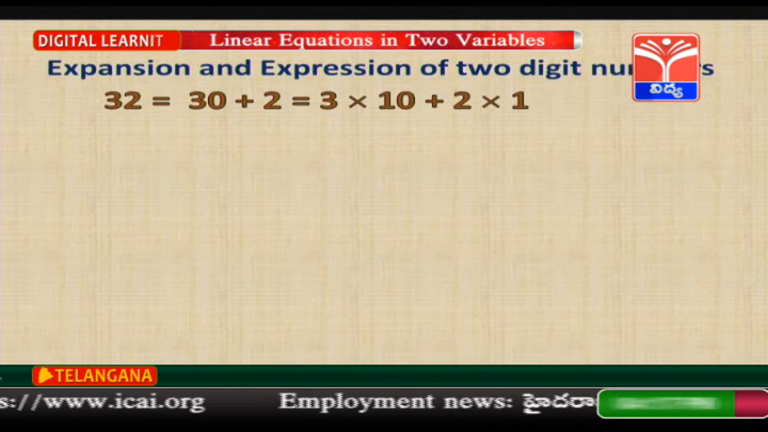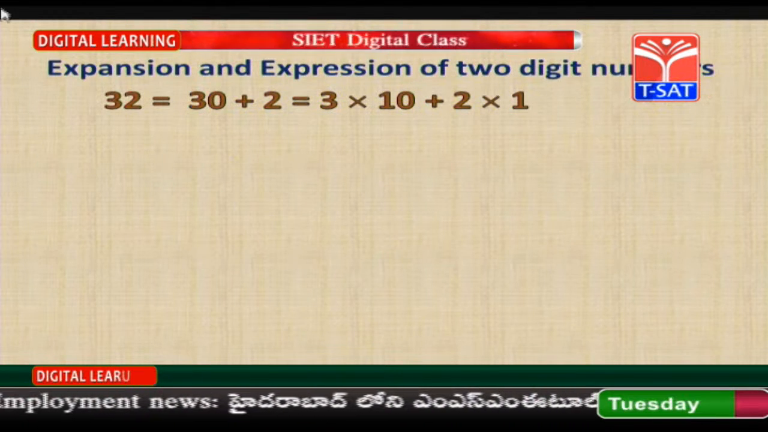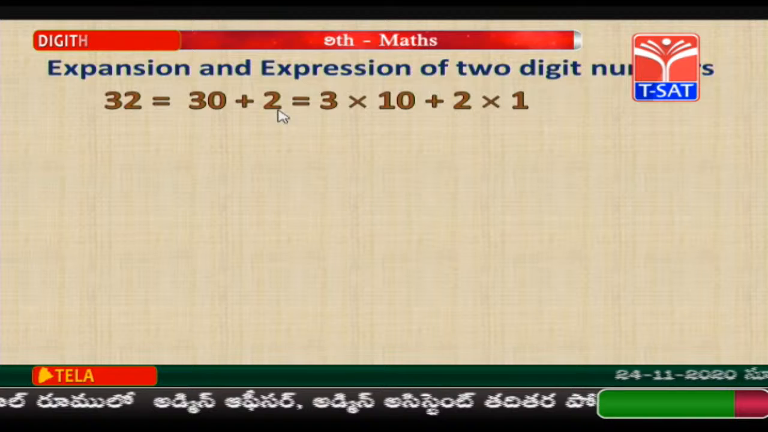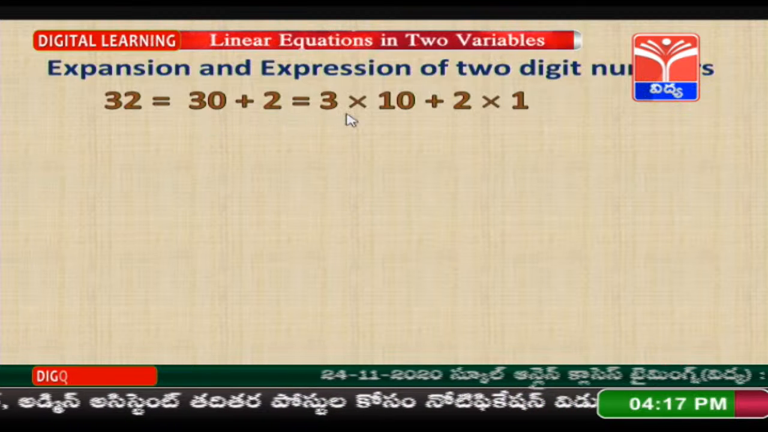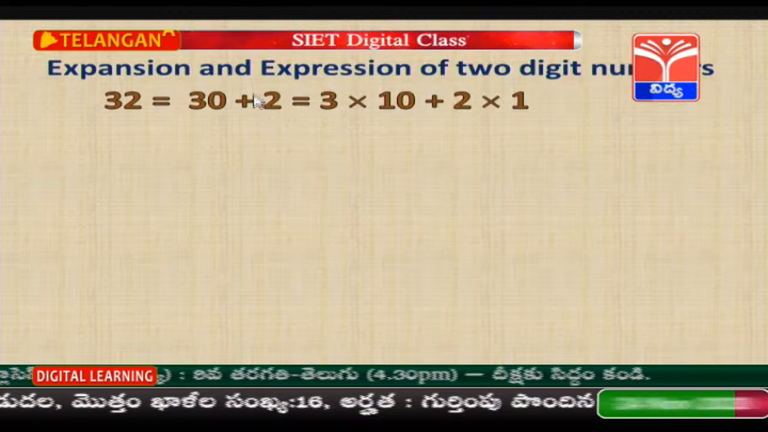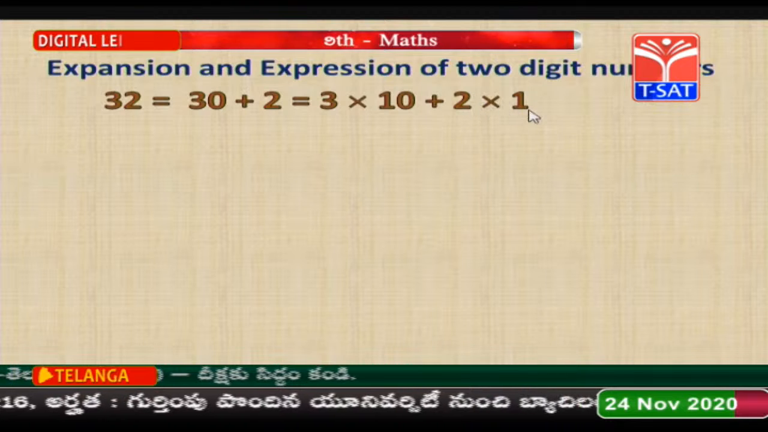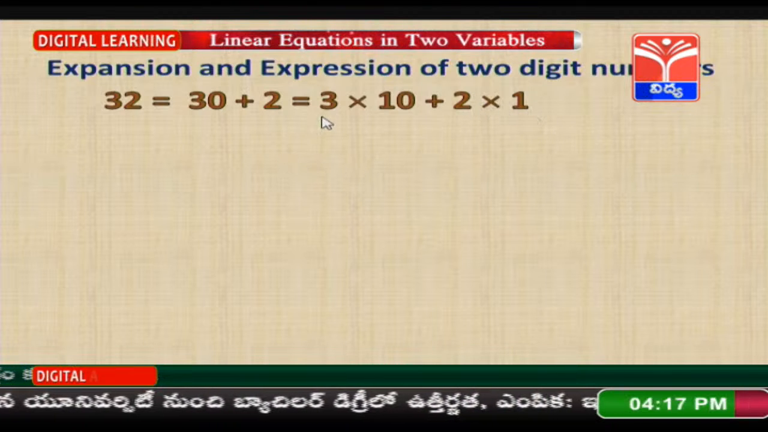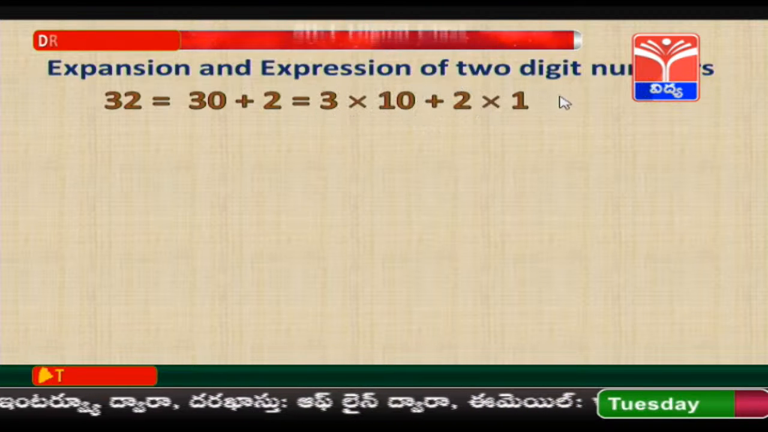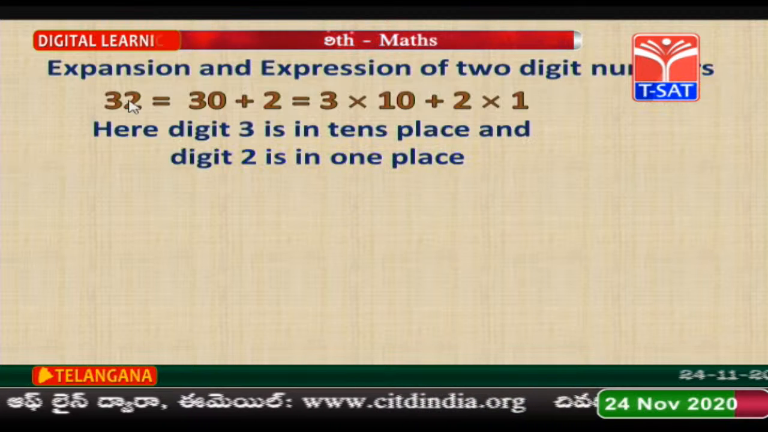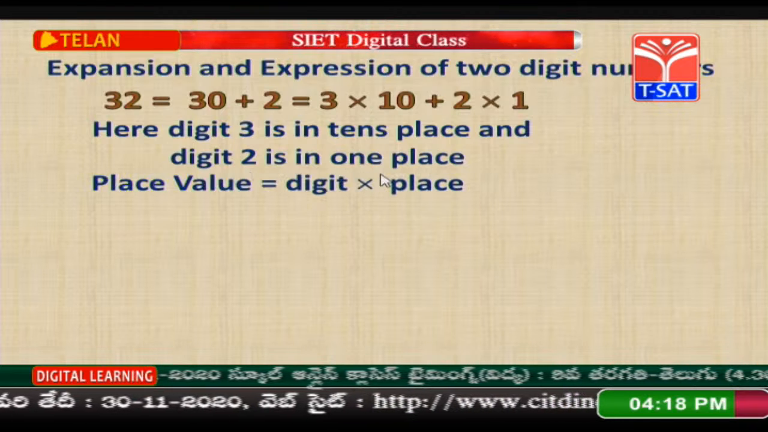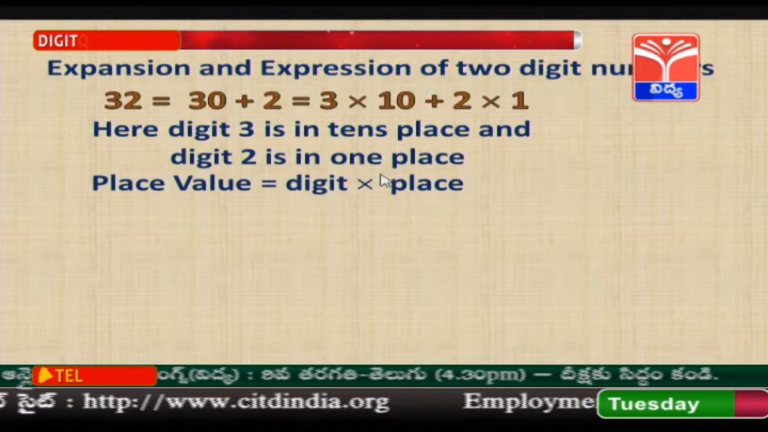Now, you are able to see there is a number called 32. This 32 I am able to express as 30 plus 2, this is called expanded form. Still more expanded form based on the places: this 30 I am able to write as 3 into 10, whereas 2 I am able to write as 2 into 1. What does it mean? It is very clear that this 3 is in tens place and 2 is in units place, that means ones place. So the digit 3 is in tens place and the digit 2 is in ones place. That means the place value is equal to digit into place.